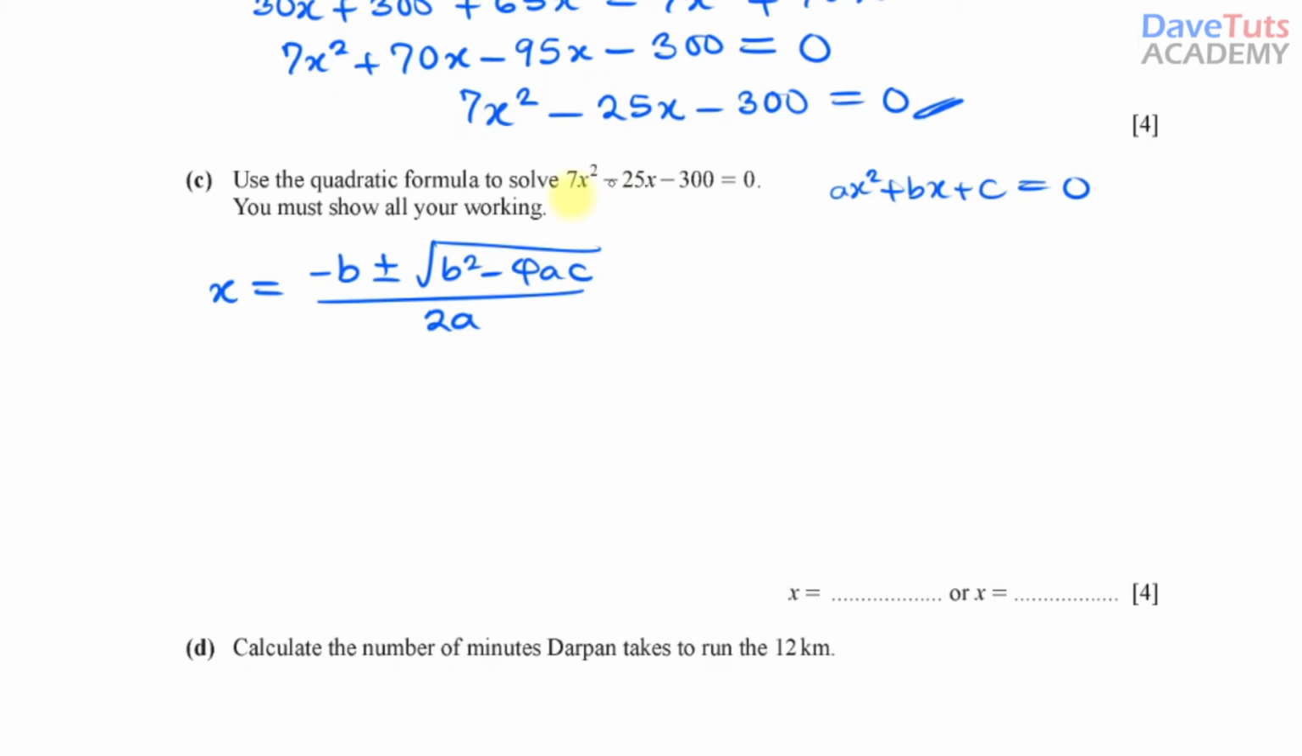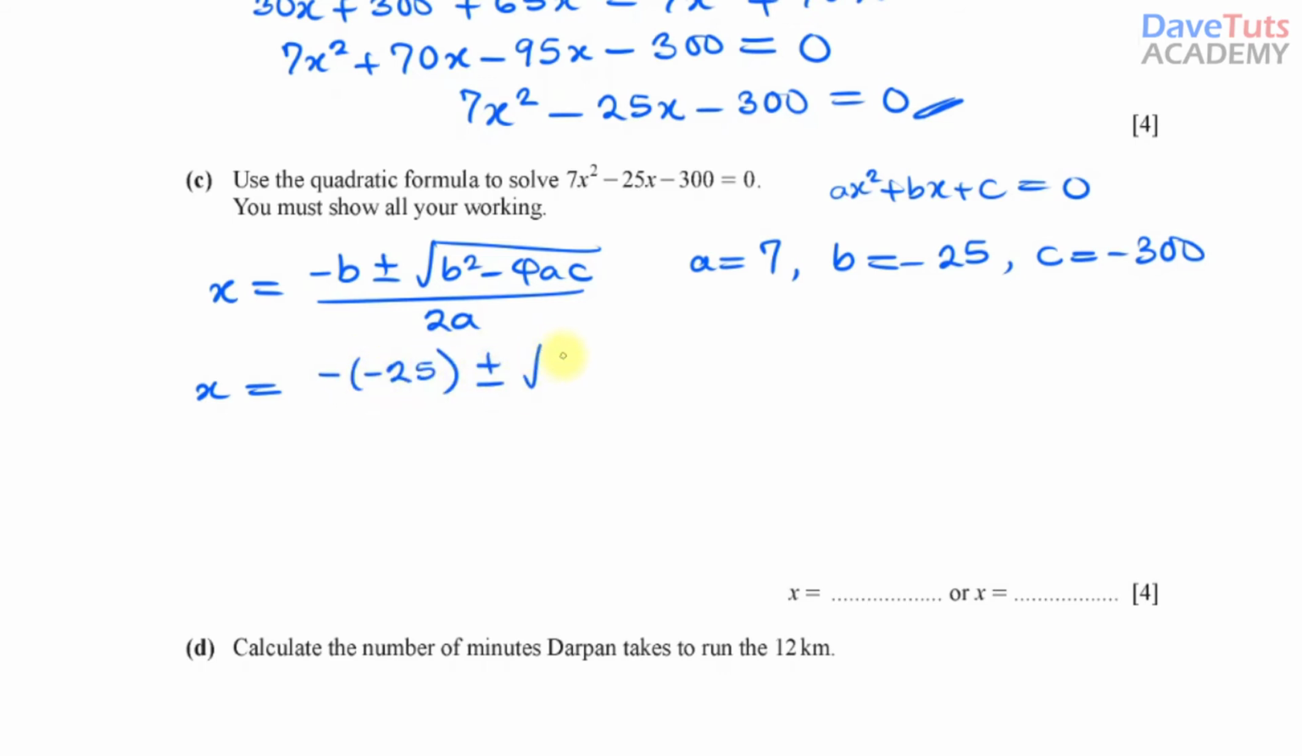So if you compare this to this equation, we can see that a is 7, b is minus 25. Students, don't make that mistake. It's not 25, it's minus 25, and c is minus 300. So if we are to put in all those values, we can say x is equal to minus b, which will be minus of minus 25. Be careful with your signs, okay? Plus or minus the square root of b squared, which will be minus 25 raised to the power 2, okay? Then minus 4, a is 7, and c is minus 300.